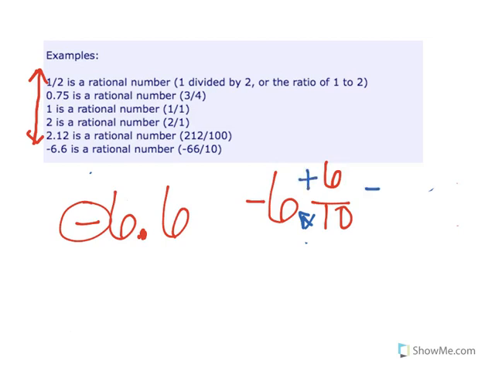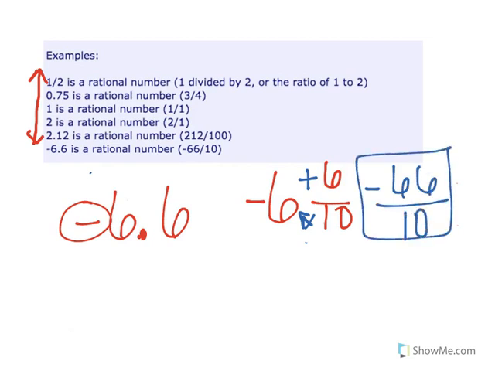Plus the 6 is -66, over, remember, denominator stays the same. I'm going to go once again from the beginning. Did I make this decimal, a negative decimal, into a fraction? Yes. If I can make it look like a fraction or a ratio, it is called a rational number.